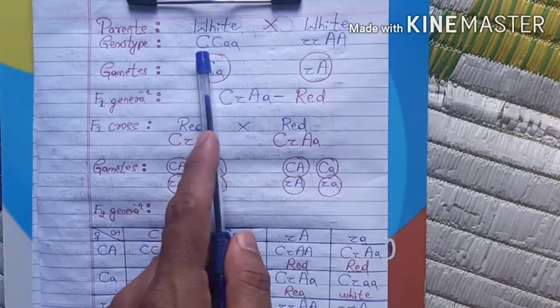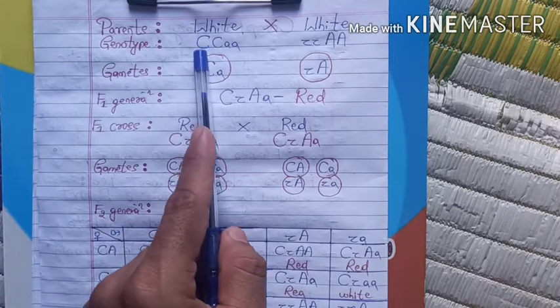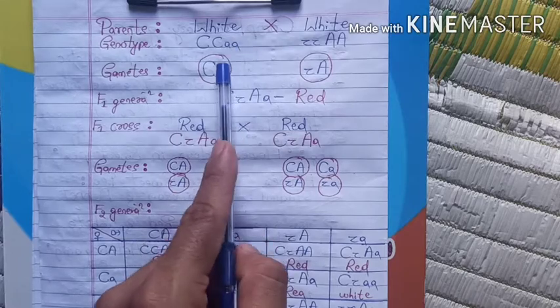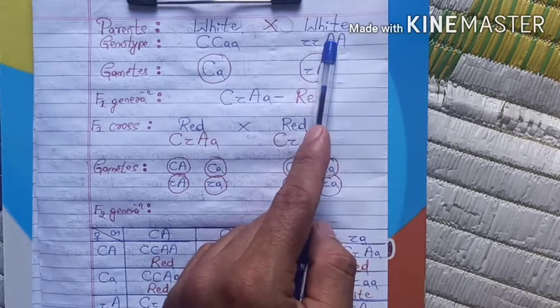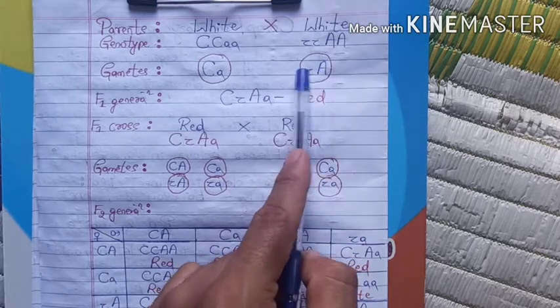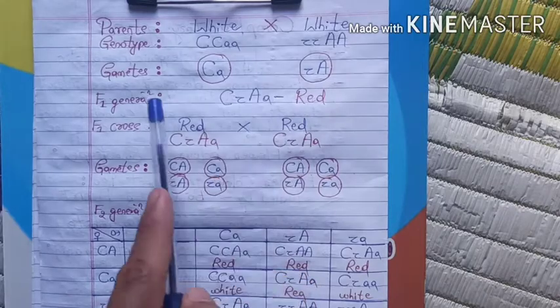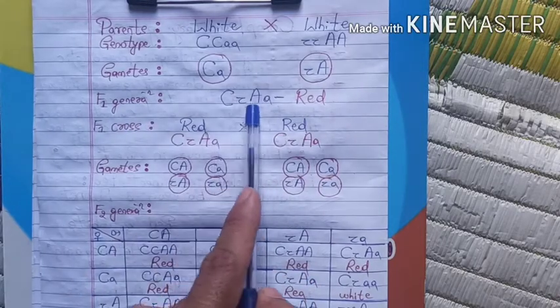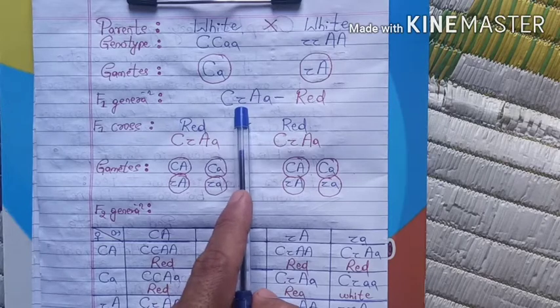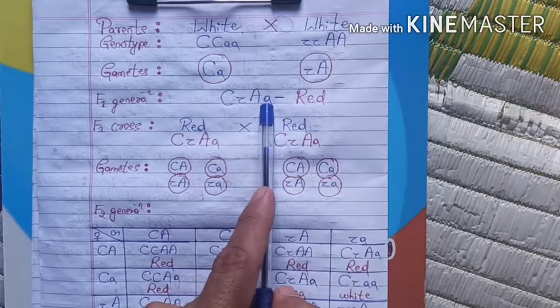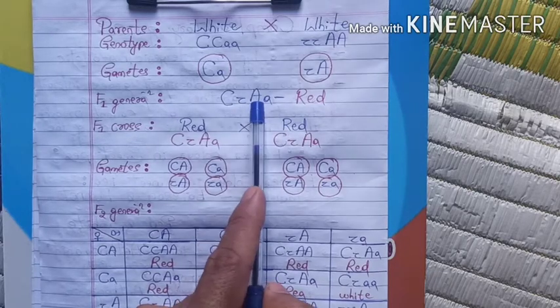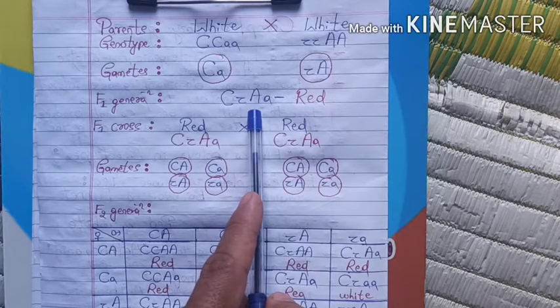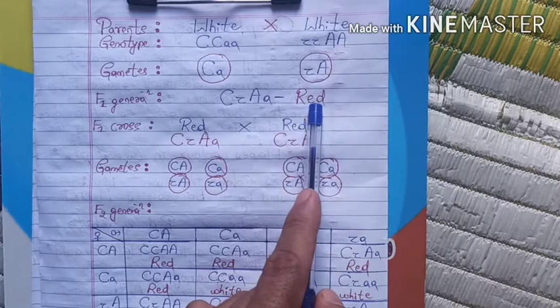Now if you take the gametes, it is a homozygous condition, therefore capital C. It is also a homozygous condition, small a. Here also homozygous condition, small c, and here also homozygous condition, capital A. And when these gametes are fertilized in the F1 generation, you can see the genotype capital C, small c, capital A, small a. So here you can see that both C and A genes are present in the dominant condition. Anthocyanin pigment is produced, therefore the flower has red color.